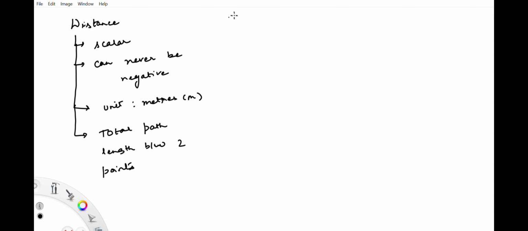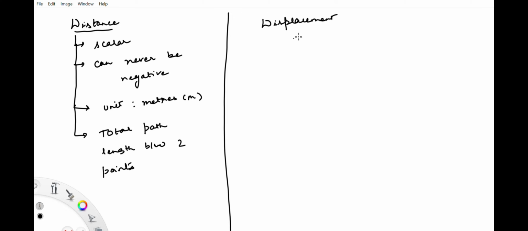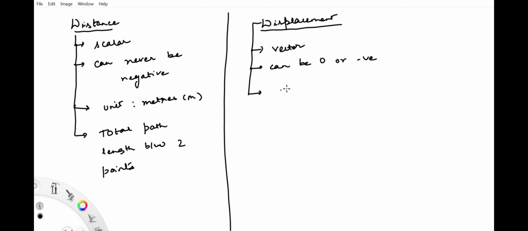Okay. Now talking about displacement. Displacement, on the other hand, is slightly different. The only similarity between distance and displacement is their units. Both of them have units of length like meter, kilometer. So displacement is a direction dependent quantity, as we saw in the case study. It's a vector quantity. It can be positive, 0 or negative.